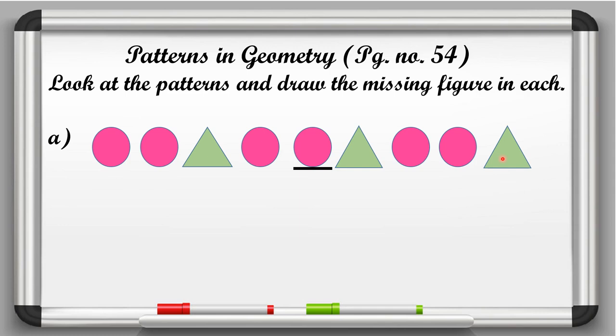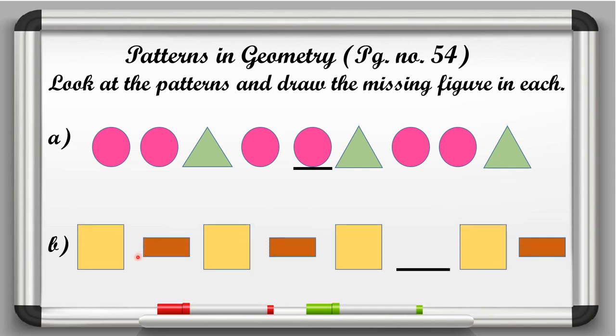Understood beta? Now in B part, this pattern is given. So first of all we will read: one square, then rectangle, then square, then rectangle, then square, then dash, then square, then dash. It means in this pattern what we have read about it, that after one square there is a rectangle, okay, and here is the dash. So here which shape will come? That is the rectangle, because here square is given and after square there should be a rectangle. Understood beta?